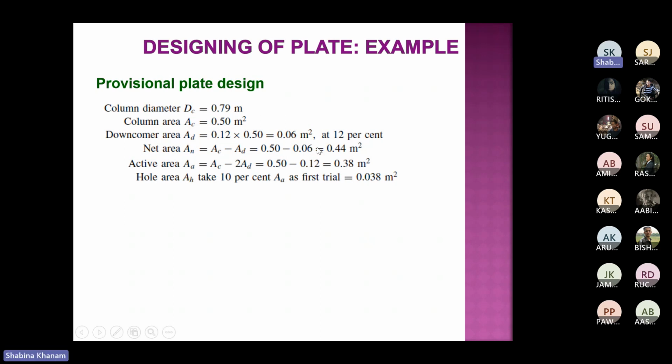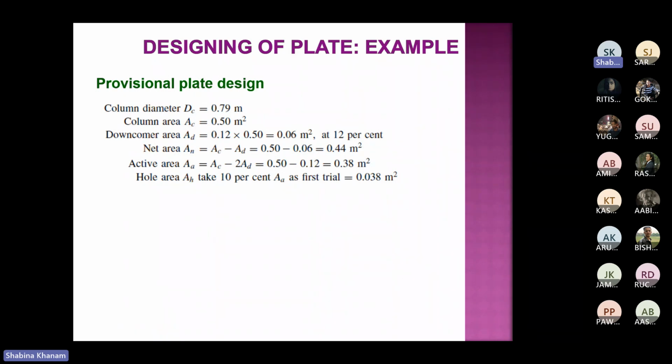So once I have the net area, we can find out the active area, which is equal to column area minus twice the downcomer area, that you can see. Okay, downcomer area 0.06, so 0.12 we have considered, and hole area to active area is 10%. So 0.038 is the hole area AH. Okay, that you can see.